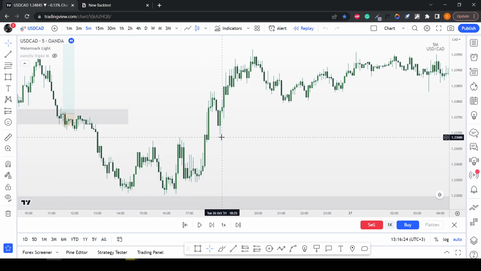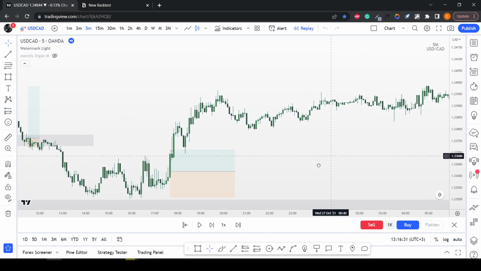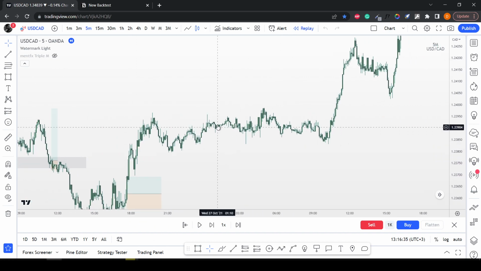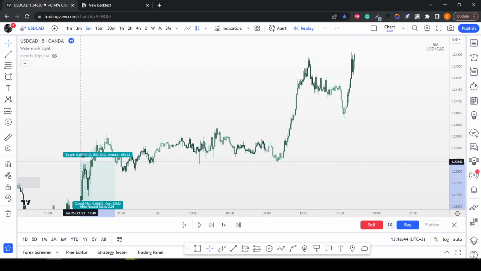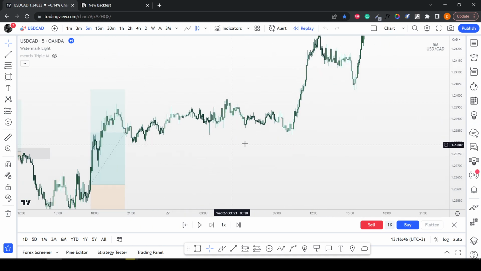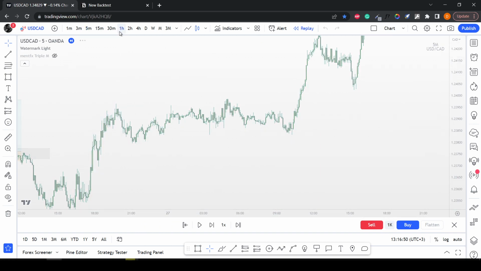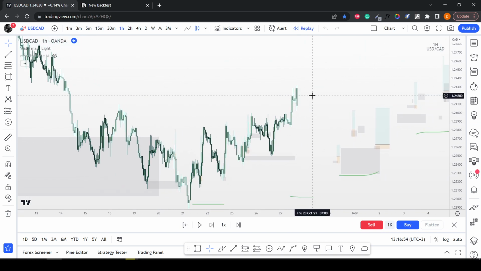Management would be like this, so a possible entry could be this one, protection here or possibly here, and then trail to here. And if you wait for a confident break, so wait until Asia, then a confident break and trail to this one, and then either to this one. So it could be a decent trade. So this one is just missed because I was not paying too much attention to what is going on.